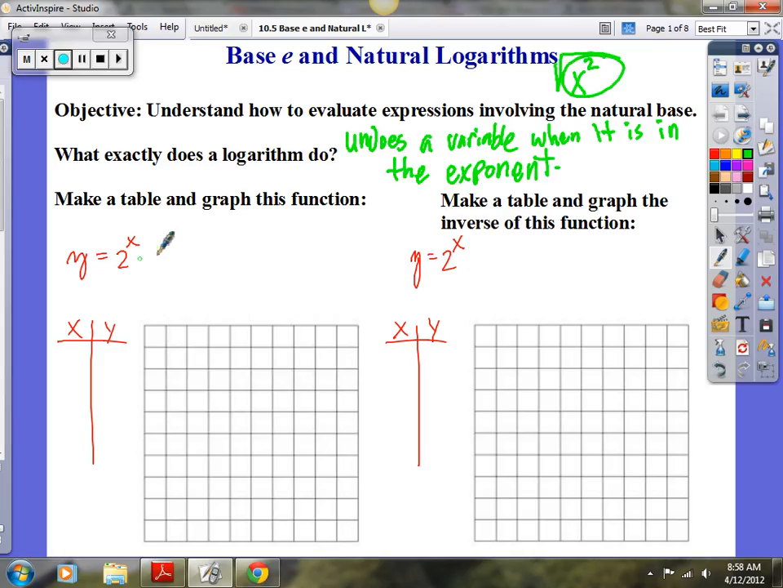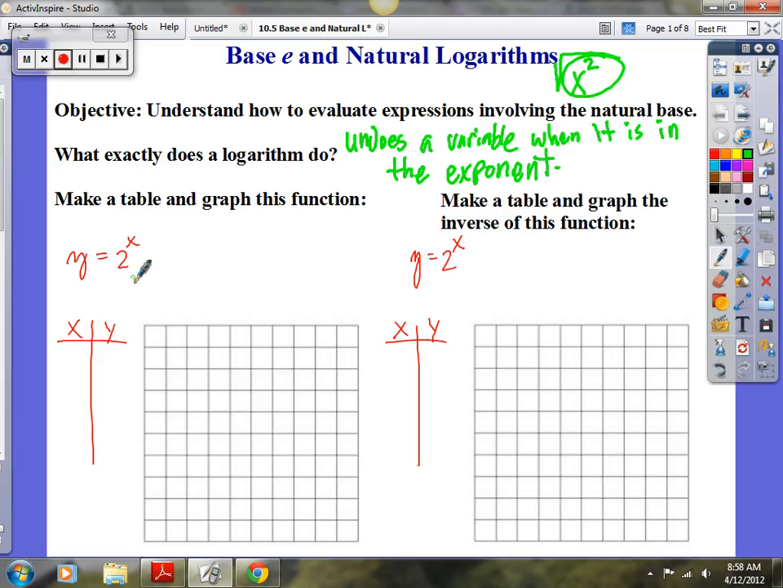This guy right here. The variable is the exponent. Okay, now you see how the variable is in the exponent spot? If you have to solve an equation and your variable is in the exponent spot, the only way to undo a variable when it's in the exponent is to do a logarithm.